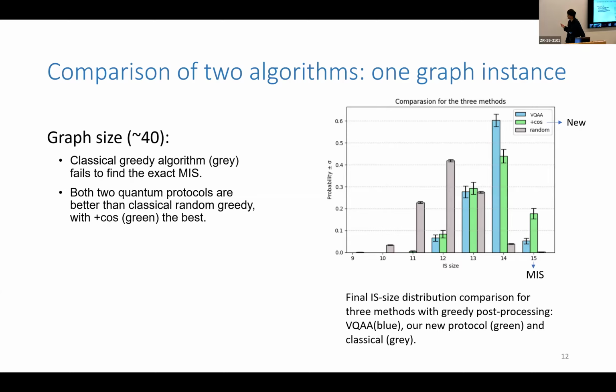And the result for one graph instance looks like this. We compare the new algorithm with the previous quantum algorithm and the classical algorithm. The classical algorithm is plotted in this gray area. So we can find that for such hard instances, the classical algorithm cannot find the true MIS, but the two quantum algorithms can find some, and our algorithm performs the best.